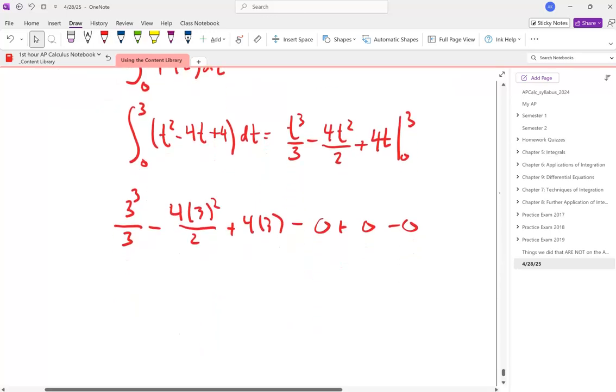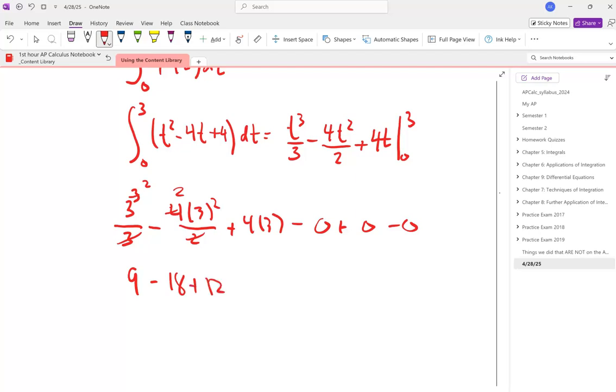And at this point, technically, I could be done, right? I don't need to simplify this any further, although it's a pretty easy simplification to make. So I have 9 minus 9 times 2, that's 18, plus 12, that gives me 3 centimeters total. Again, the numbers there were nice. They did us a solid because, again, no calculator, so the numbers shouldn't be gross.